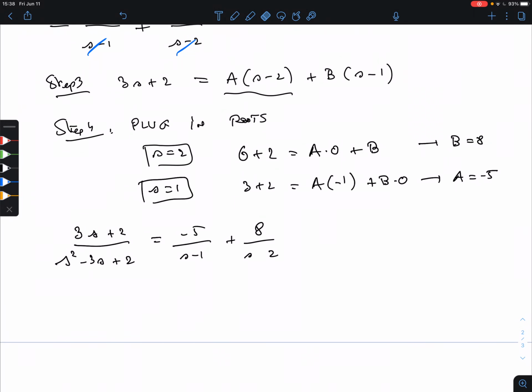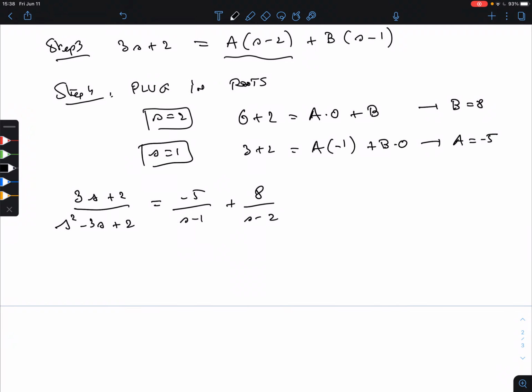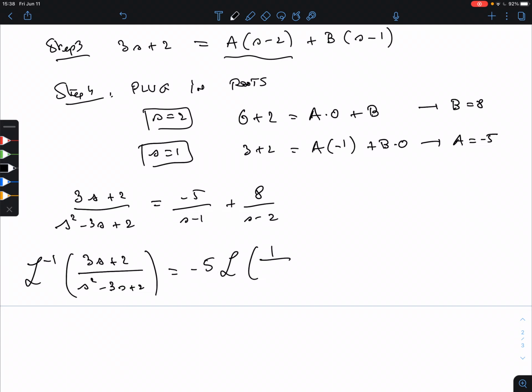Okay. S minus 2. So now, going back to our problem, let's take the inverse transform of this fraction that we are interested in, right? That's the whole point. So we said, okay, we can split this as minus 5 times the inverse Laplace transform of 1 over s minus 1 plus 8 times the inverse Laplace transform of 1 over s minus 2.